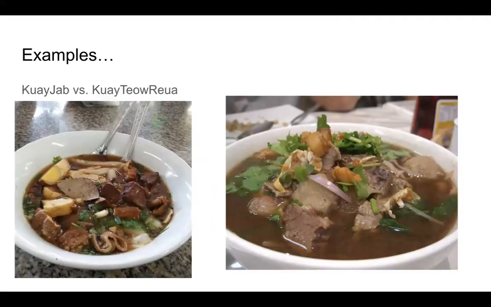And it's even worse. We have Kway Chap and Kway Teow Reo. To be honest, I think it's very hard even for me to distinguish them. They're both dark colored soups. They have meat. They have cilantro on top of it. They use the same white bowl. They look very similar, but it's the job of a model to learn how to differentiate those two.